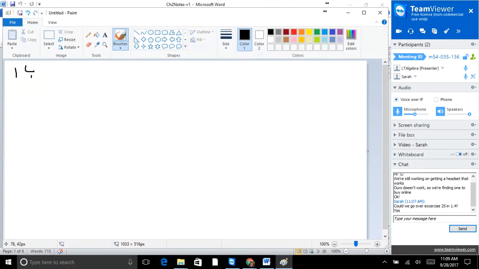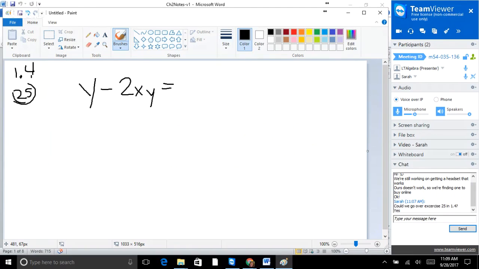It doesn't like when I write dots for some reason. 1.4, number 25. y minus 2xy equals, make sure I write it right, 15.